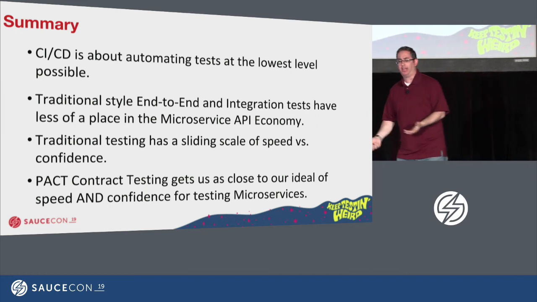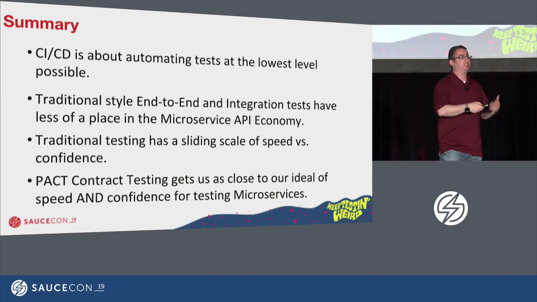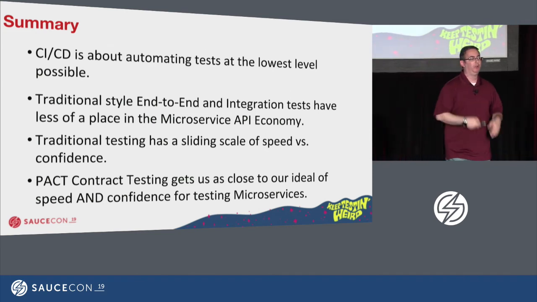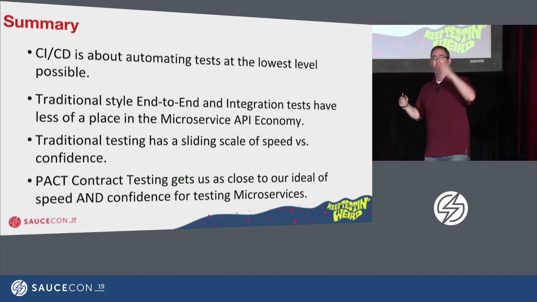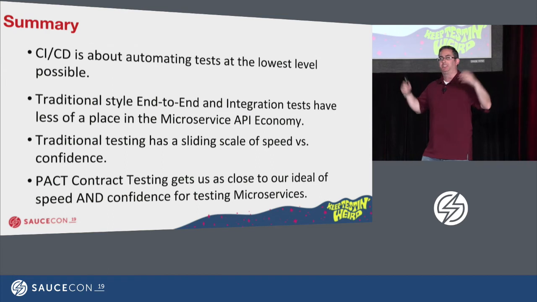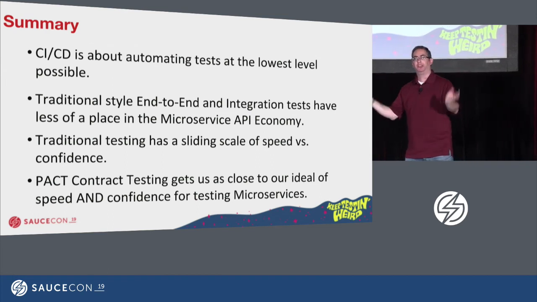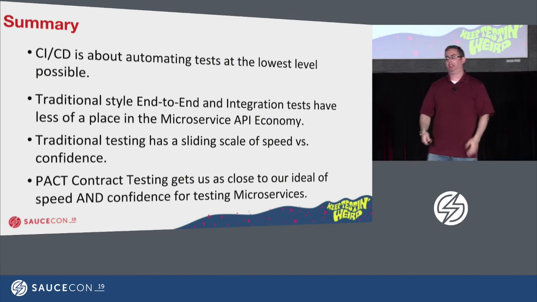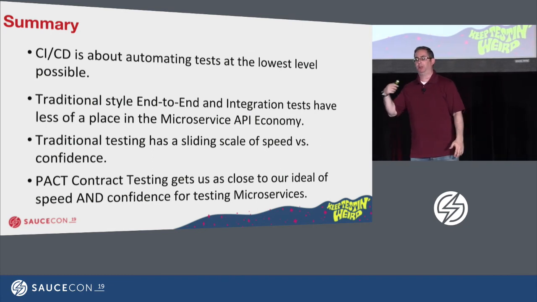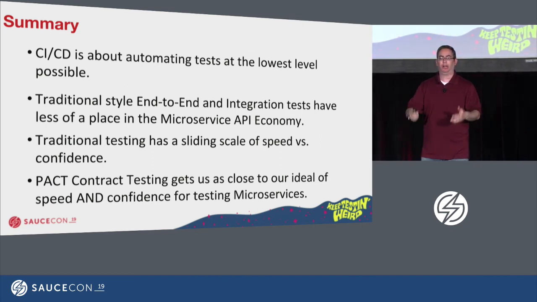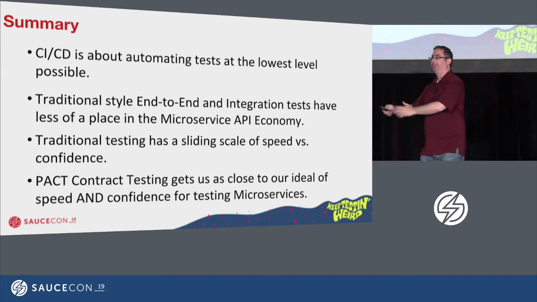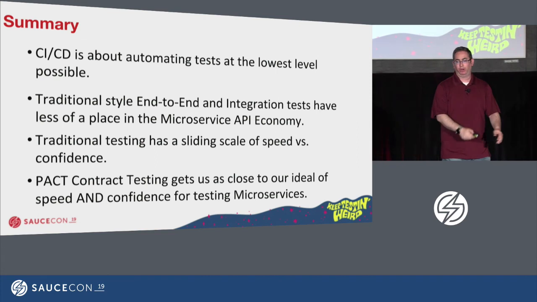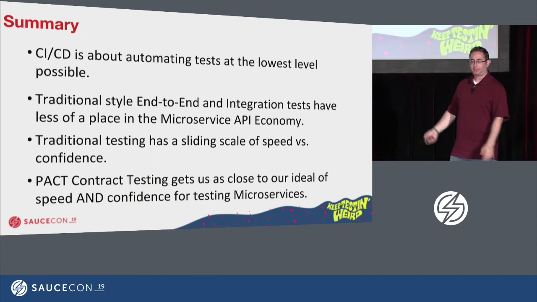Traditional end-to-end style and integration testing has much less of a place in this microservice API economy world, right? We don't want to start spinning up downstream service after downstream service after downstream service, all in the same environment with all the configurations that would have to go along with that. It's timely, it's costly, and the unit tests run much, much faster. So we want to try to get away from that old mindset and move more towards contract testing, which I believe is the future of where we need to go as an industry.